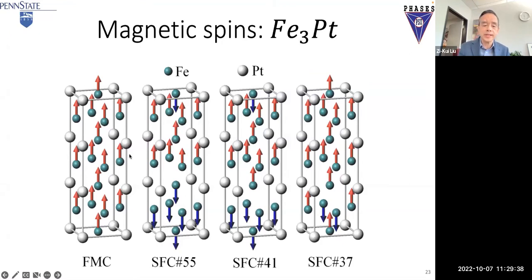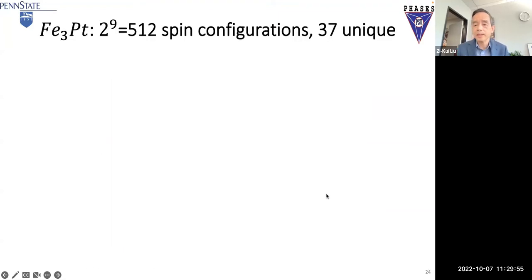But anyway, here shows the ferromagnetic state where the spins go in one direction. Then you start to turn one spin, two spins, three spins, four spins, and so forth, with all the spins in different directions. Then you get the different configurations. As I mentioned, it's 512, but only 37 are unique due to symmetry.